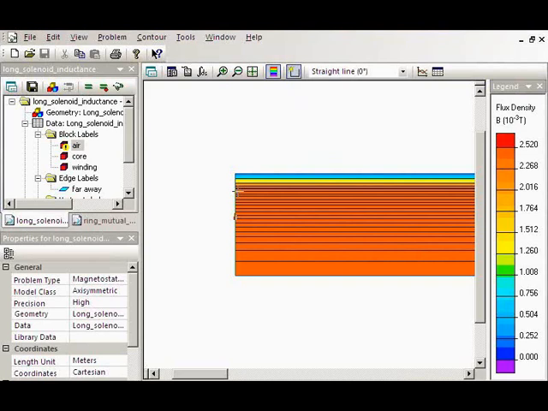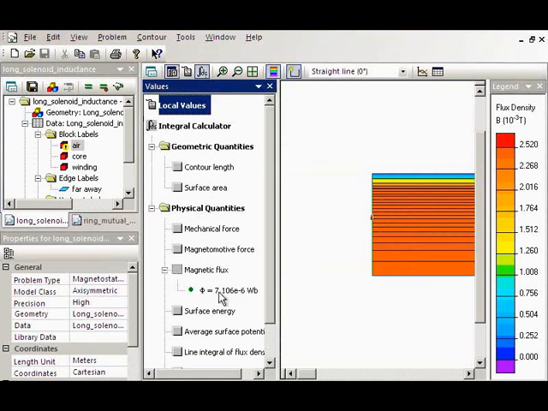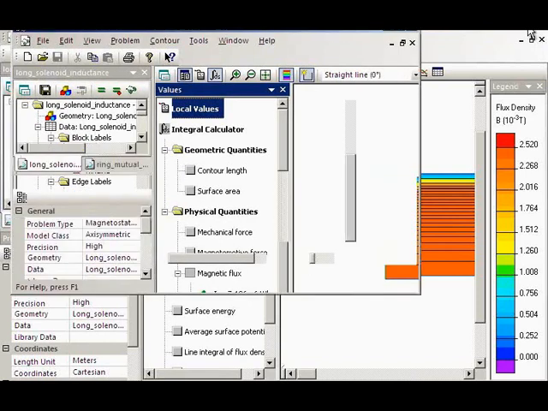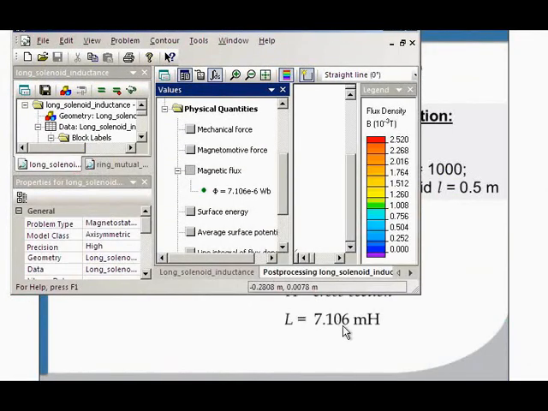I build the contour here to calculate the flux. The magnetic flux value is 7.106 microwebers. I should multiply this value by the square of the number of turns and divide by the current, 1000 ampere. So the inductance would be 7.106 millihenry. Let's compare with the theoretical result. It's a perfect match again because it's an ideal solenoid.